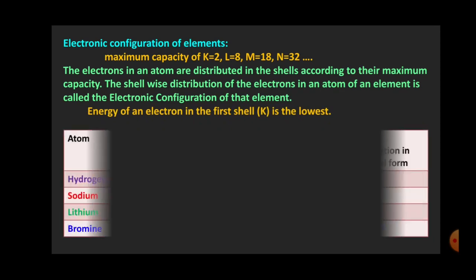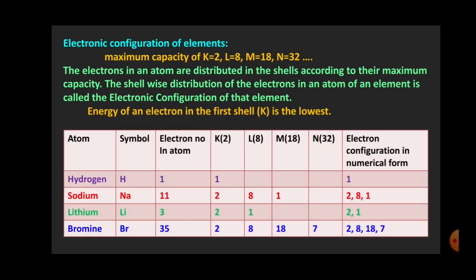As I said, K is the nearest shell, so K has the lowest energy. Then as we go towards the outer side of the nucleus, that is L, M, N, the energy of the electrons goes on increasing. Now, I had shown you a table in which we will go through the electronic configuration of some of the elements.